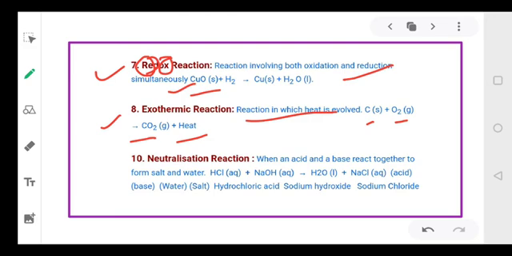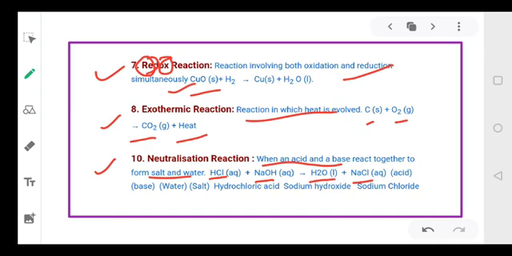Then is a neutralization reaction. When an acid reacts with a base, it will form salt and water, and the famous example is HCl plus NaOH will give you NaCl plus water.